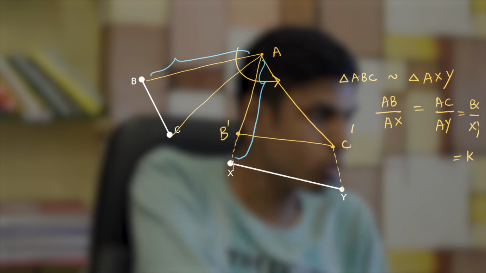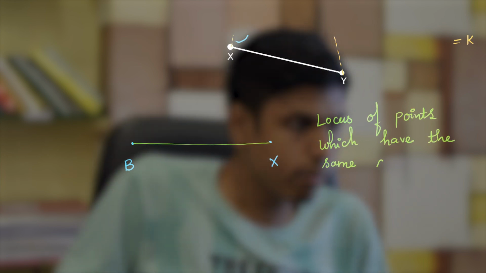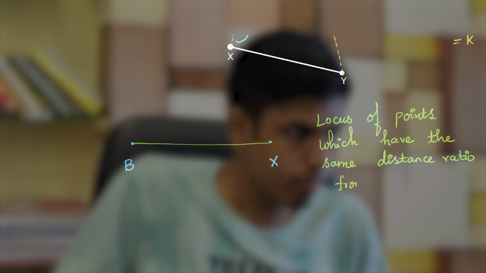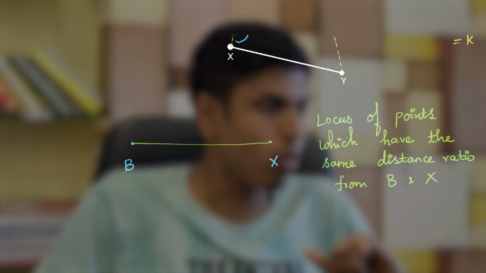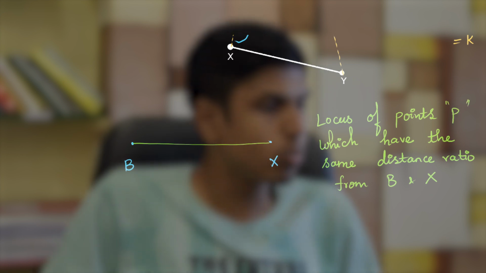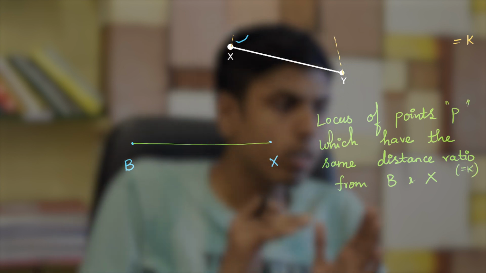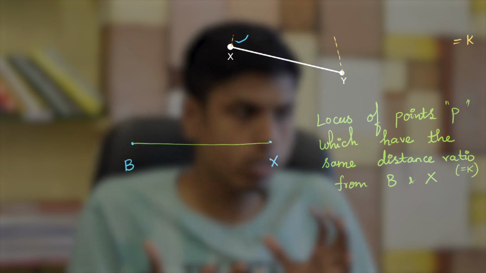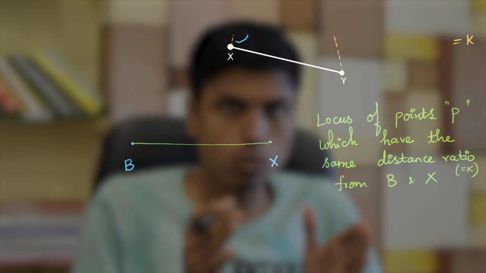So let me put the question in a better way. Given 2 points, over here it is B and X, what is the locus of points which have the same distance ratio from B and X? So let's call the points on the locus to be P. And let's call the distance ratio to be K. And I want you to think about the locus whose distance ratio from B and X equal to K.